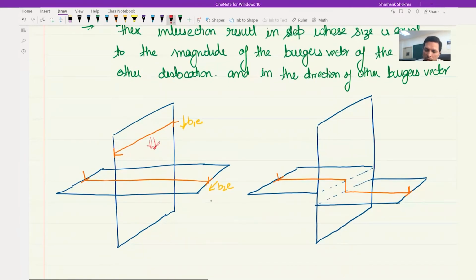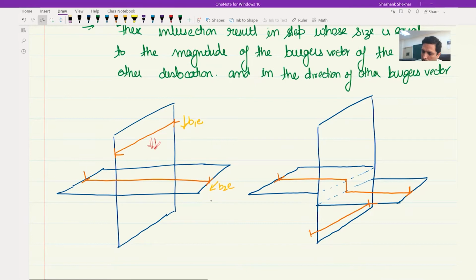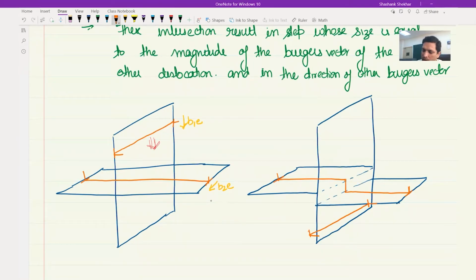On the other hand, for this one, the step will be created, which will be equal to the Burgers vector in this direction, and also equal to the magnitude of this Burgers vector. And in effect, that would mean that we will have one step. So it has moved just one step in this direction, which means that nothing has happened to this particular dislocation. On the other hand, this one has caused a step over here, which is jog in nature.